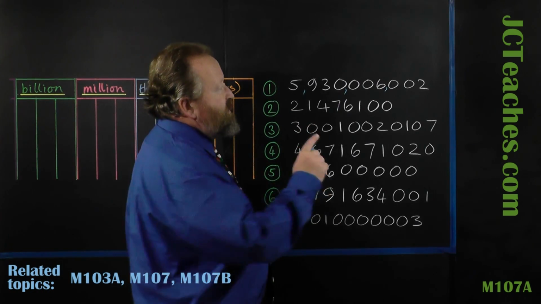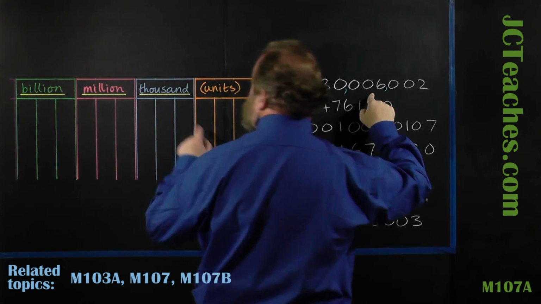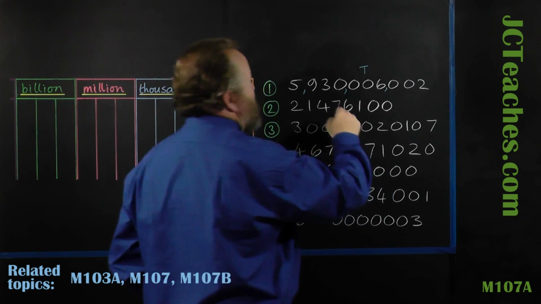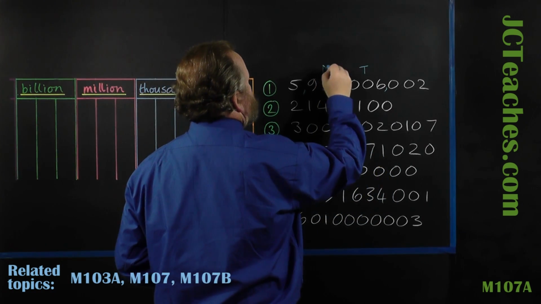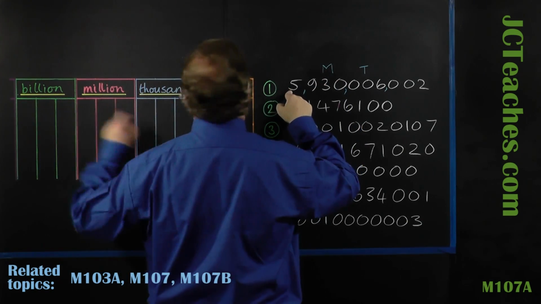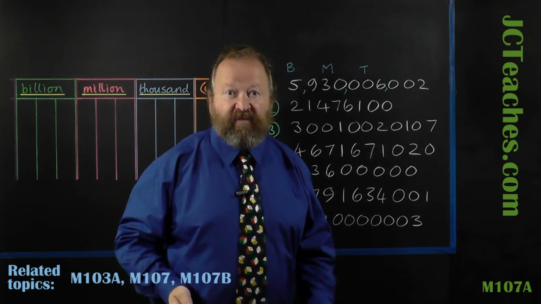If you're not sure, remember, this is just simple hundreds, tens, and units. The next group of 3 is thousands. So you can perhaps put a T for thousands. The next one is millions. Maybe jot down an M for millions. The next one is billions. And that is really all you have to remember.